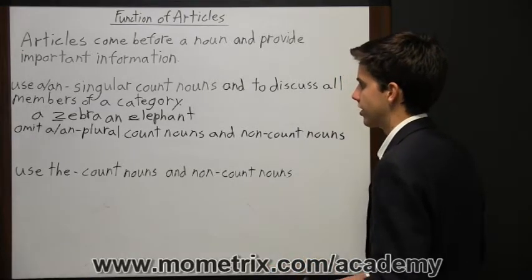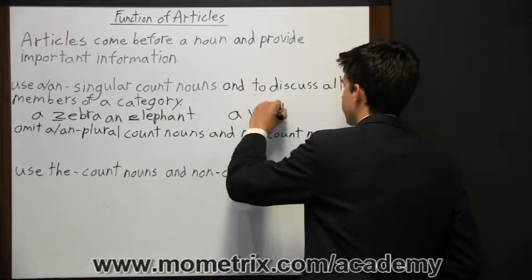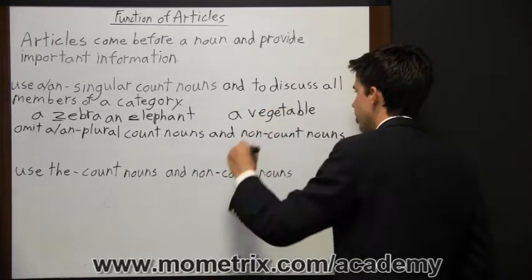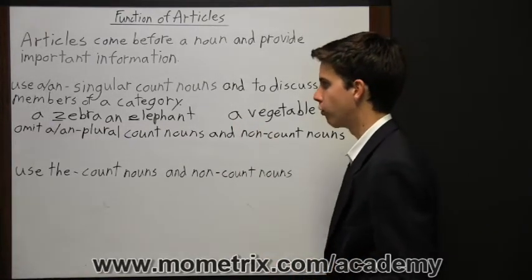It would be awkward to say a elephant because you have vowels close together. And then you also use it to discuss all members of a category, like a vegetable. Here you're not talking about a specific vegetable, but you're talking about the category of vegetables as a whole. So that's why you use a before it.